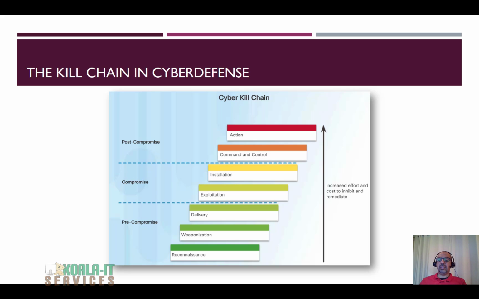According to Lockheed Martin, understanding the stages of the kill chain allowed them to put up defensive obstacles, slow down the attack, and ultimately prevent the loss of data. And the figure shows how each stage of the kill chain equates to an increase in the amount of effort and cost to inhibit and remediate attacks.